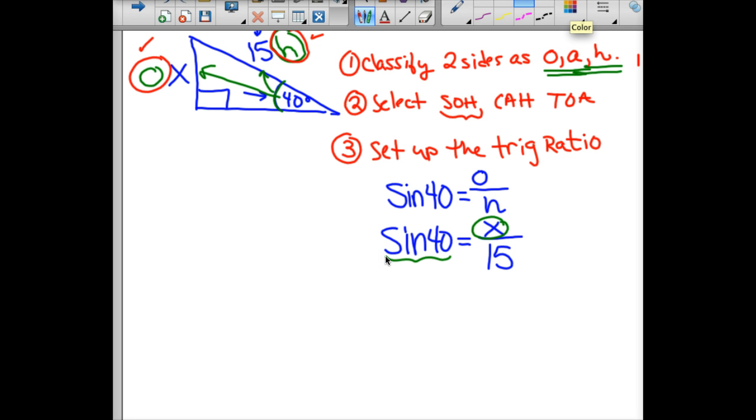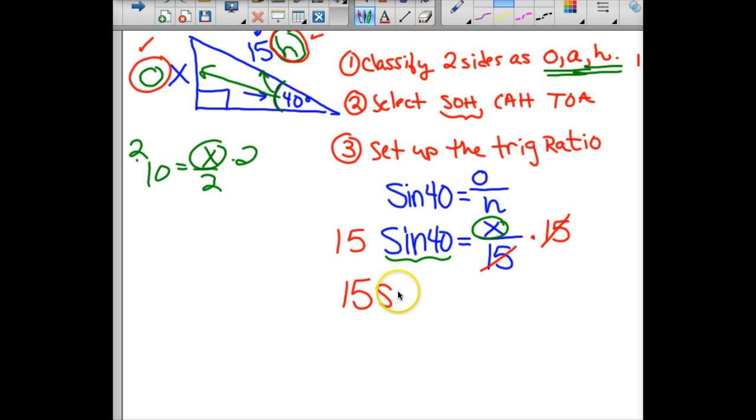This is a number. It's kind of like if I said 10 is equal to x over 2 and I'm looking for x. I would double both sides and get x is 20. This is what I'm going to do here as well. I know that when I divide by 15, I get sine 40. So to undo division, I'm going to multiply both sides by 15, and that'll cancel out. So what I get is 15 times the sine of 40 degrees is equal to my missing side length.